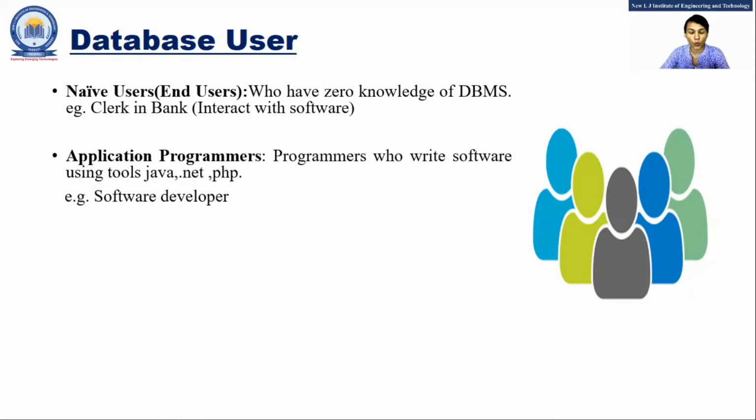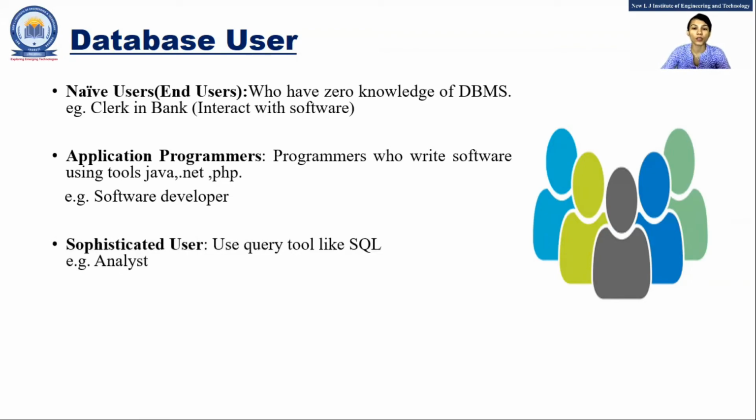Then we have application programmers. Application programmers are the programmers who write software or develop applications using some programming language like Java, .NET, PHP, and some tools. An example of this is a software developer. Then we have the sophisticated user. These users know about the database. They have knowledge about the database management system, and they know how to perform queries. So they use a query tool like SQL, where we can perform database management system queries. An example of this is an analyst.